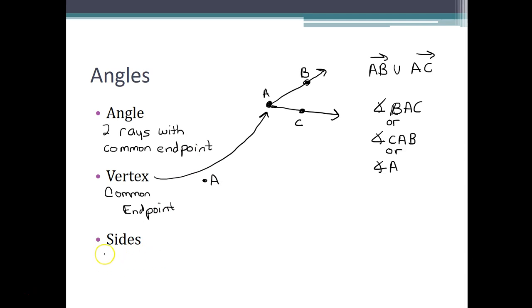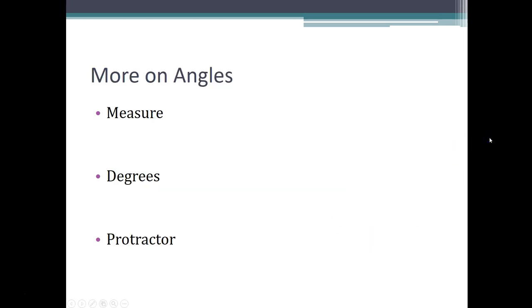And then the sides of the angle are the rays that make it up. So you got ray AB is one of the sides of this angle. Ray AC is the other side of that angle. All right, measuring angles. Trying to measure angles or look at their size, you can use degrees, radians, or gradians.